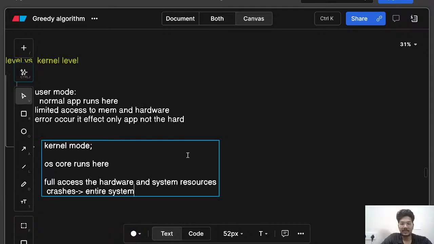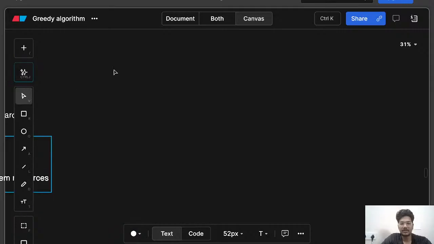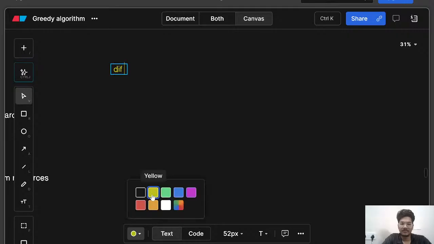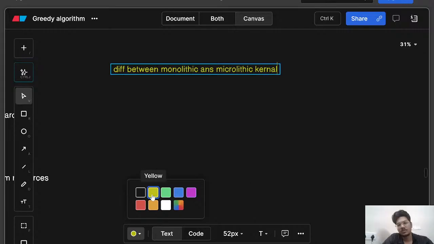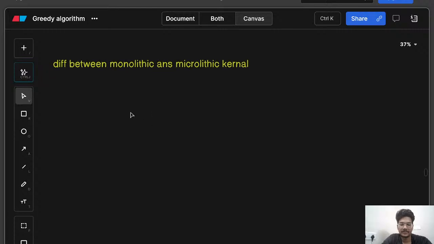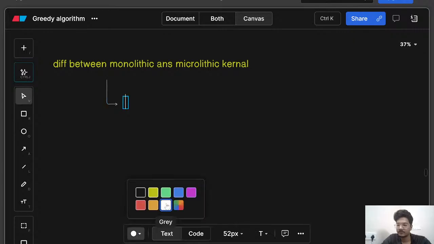Another standard question is the difference between monolithic and microkernel. Okay, so what are the differences between monolithic and microkernel? Let's discuss. First of all, what is a monolithic kernel? Mono means whole, micro is a little bit part.